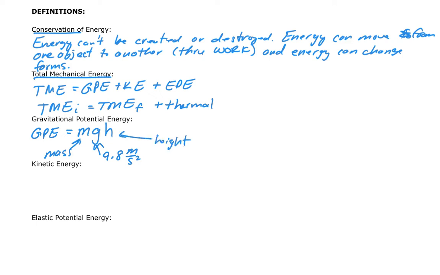So think about what that means, gravitational potential energy. If you have two objects at the same height, that means the more massive object has more gravitational potential energy. And if you have two objects of the same mass, that means that the higher object, the one that's higher off the ground, has more gravitational potential energy.